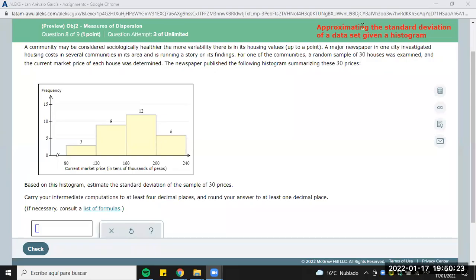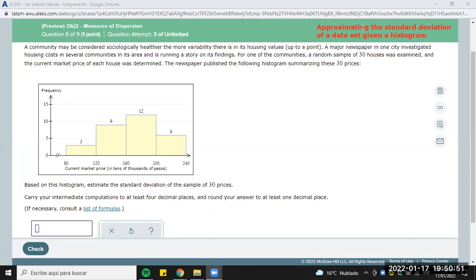Hello guys, this is called approximating the standard deviation of a dataset given a histogram. So let me read the situation. It says that a community may be considered sociologically healthier the more variability there is in its housing values, up to a point. A major newspaper in one city investigated housing costs in several communities in its area and is running a story on its findings.